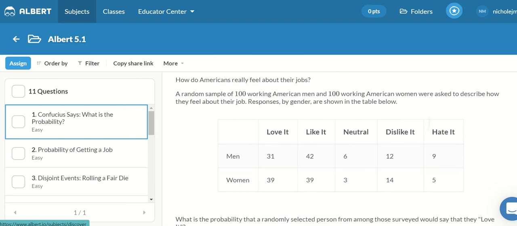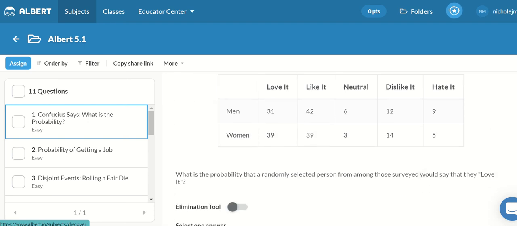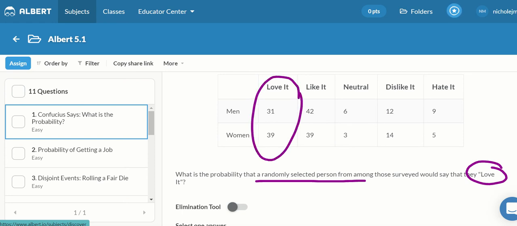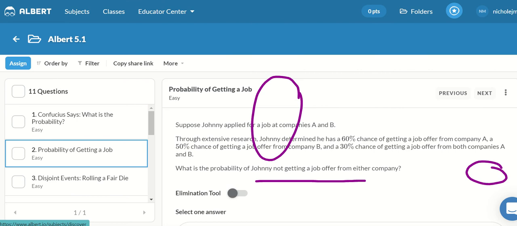For this particular problem, you are asked to calculate the probability that a randomly selected person. So let's stop right there. We're looking at all the people. What's the probability that out of everybody, somebody's going to say that they love it? So you need to take the total number of people that said love it, which is right here, and then you want to divide that by everybody in the group. So hopefully that one isn't too terribly difficult. Let's take a look at number two.